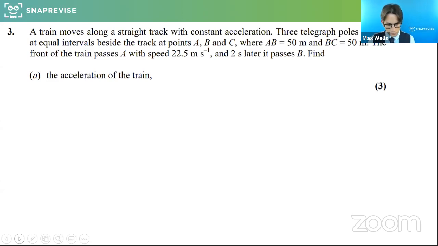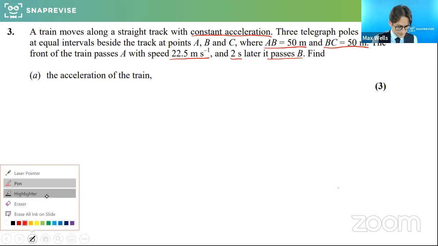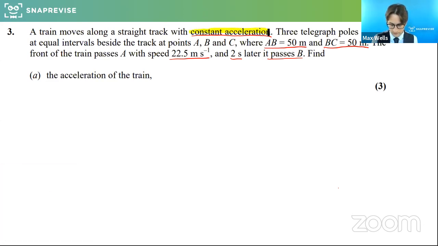A train moves along a straight track with constant acceleration. That is actually the key word telling us we're going to need SUVAT. There is acceleration, but it's a set value that we're going to call A. Three telegraph poles are set at equal intervals beside the track at points A, B, and C, where AB is 50 meters and BC is 50 meters. The front of the train passes A with speed 22.5 meters per second, and 2 seconds later it passes B. Okay, so some key bits of information there. As I said, the bit that's telling us it's SUVAT is the constant acceleration.